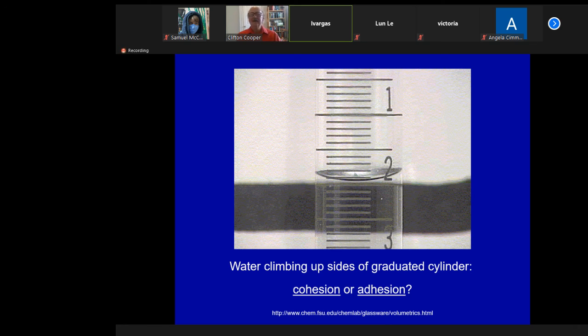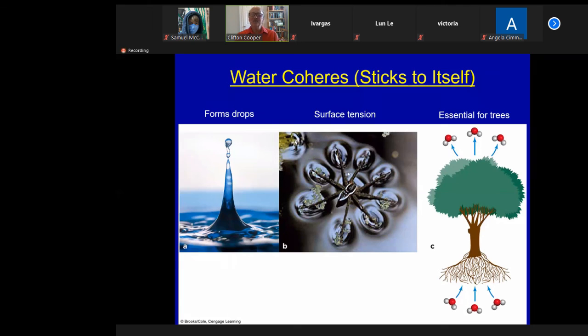Both? Yeah, actually both. The water is clinging to the sides and trying to climb up, and then it's pulling other water up behind it, which we can see right here. So the water is clinging to the glass, say, and clinging to other water molecules. That is showing us both right there. Water forming drops, having surface tension, so some spiders and insects can walk on the surface, moving through trees. It's all having to do with water cohering.